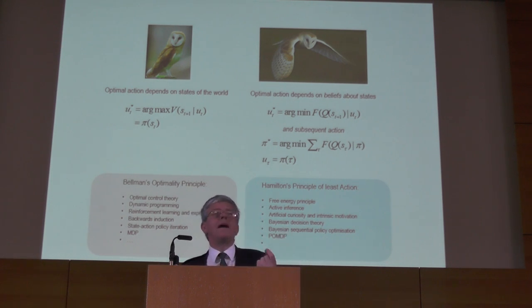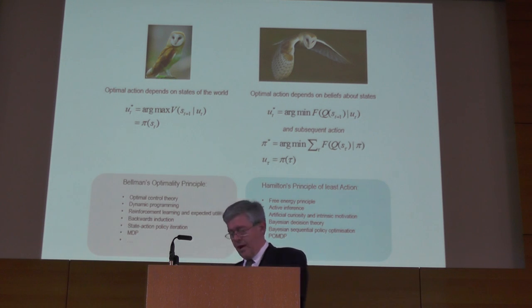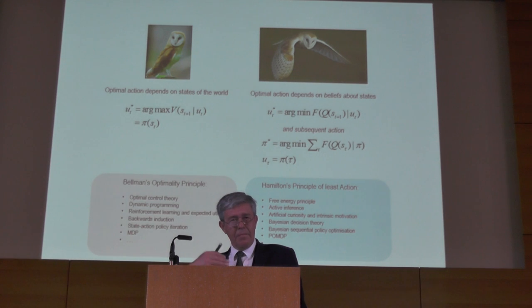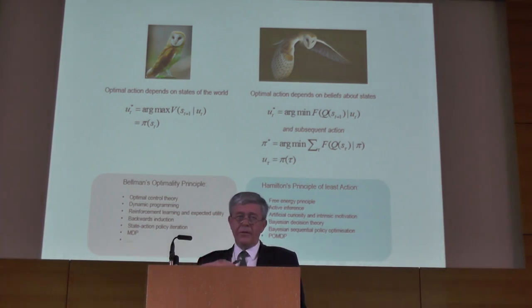And the way that I'm going to do that is by appealing to one principle, the principle that everything that we do, everything that we believe, is in service of minimizing surprise, and more particularly a lower bound on surprise, which I'm going to refer to as variational free energy. Furthermore, I'm going to assume that to behave optimally, I have to believe that my behaviors will minimize expected free energy as a result of my behavior.